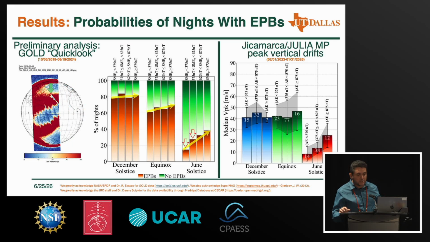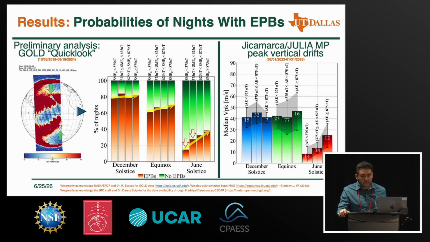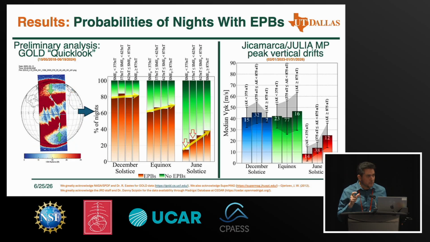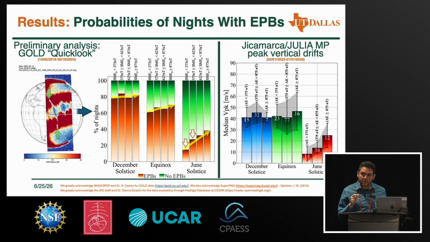Perhaps more importantly, if you look at the mild to moderate conditions, the middle bar in June solstice, we start reaching the values that are typically referred to as the ones required for EPB generation. So even though the contribution can be subtle, it can be crucial for the initiation of EPBs.